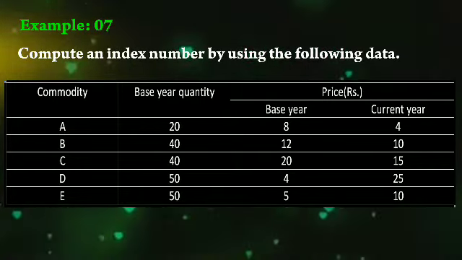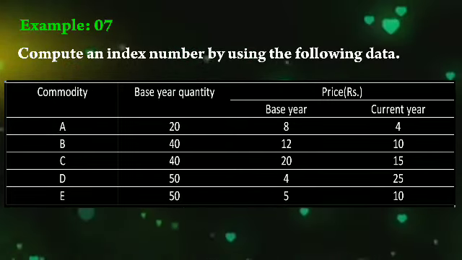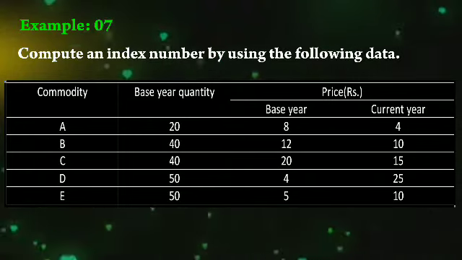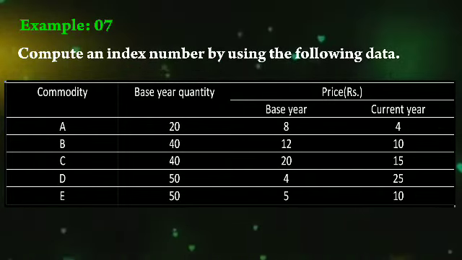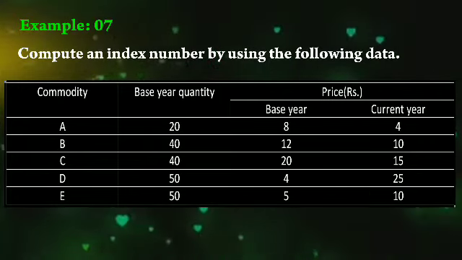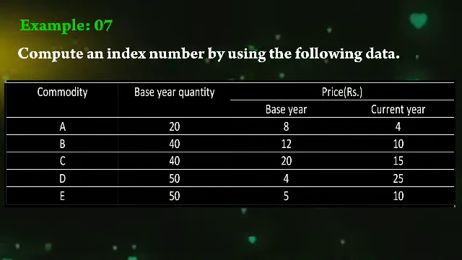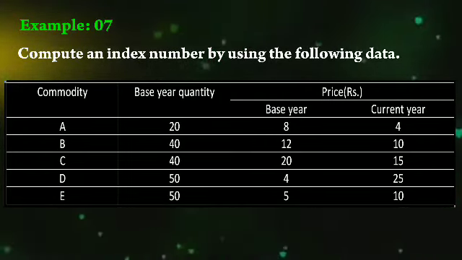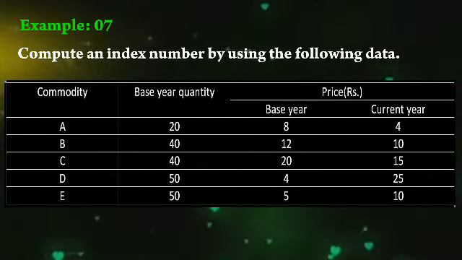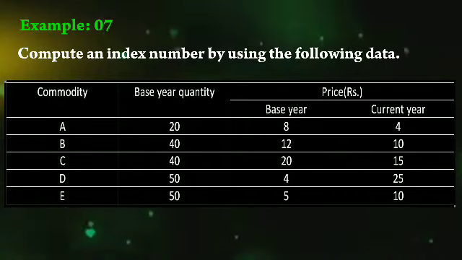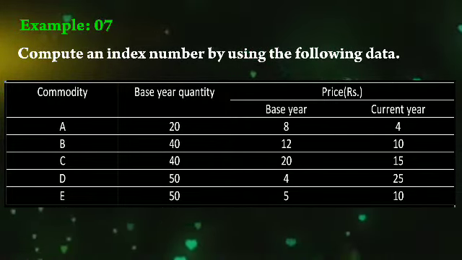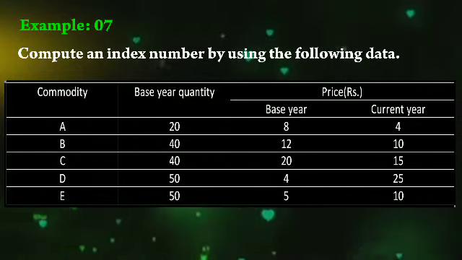Now, based on this data, you should construct an index number. In this question, they didn't specify which index number you should compute. Based on the given data, you should find the appropriate index number. So here, two sets of price values are given, base year and current year price values, along with base year quantity values. So which index number is the appropriate one for the given data?